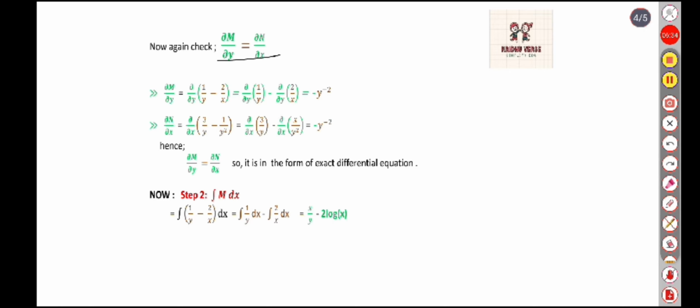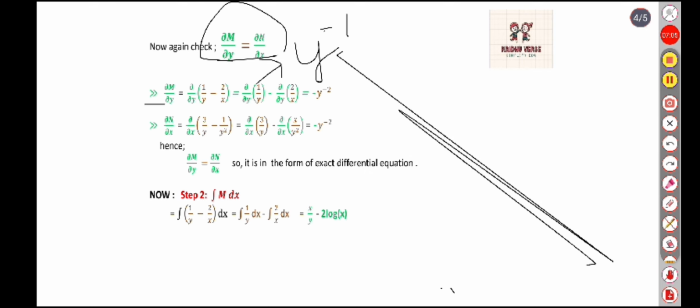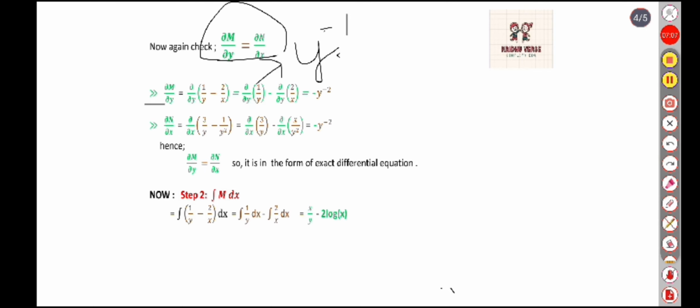So now again we check dou m over dou y equal to dou n over dou x for our exact differential equation. Firstly, dou m over dou y we are doing here. So dou over dou y, this is the m term we kept. So firstly we keep it separately, for 1 by y different, for 2yx different. So dou over dou y of 1 by y, what is this? It will be y inverse now. So y inverse is what? Y inverse means minus y to the power minus 2.